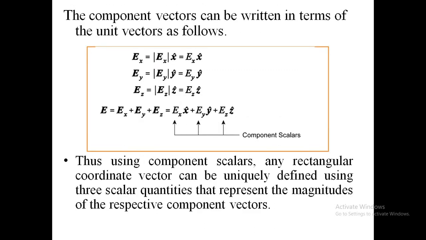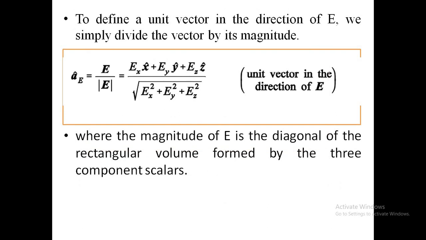The component vectors can be written in terms of unit vectors as follows, which is given as E is equal to Ex multiplied by x cap plus Ey multiplied by y cap plus Ez multiplied by z cap. Thus, using component scalars, any rectangular coordinate vector can be uniquely defined using the three scalar quantities that represent the magnitudes of the respective component vectors. To define a unit vector in the direction of E, we simply divide the vector by its magnitude, where the magnitude of E is the diagonal of the rectangular volume formed by the three component scalars.